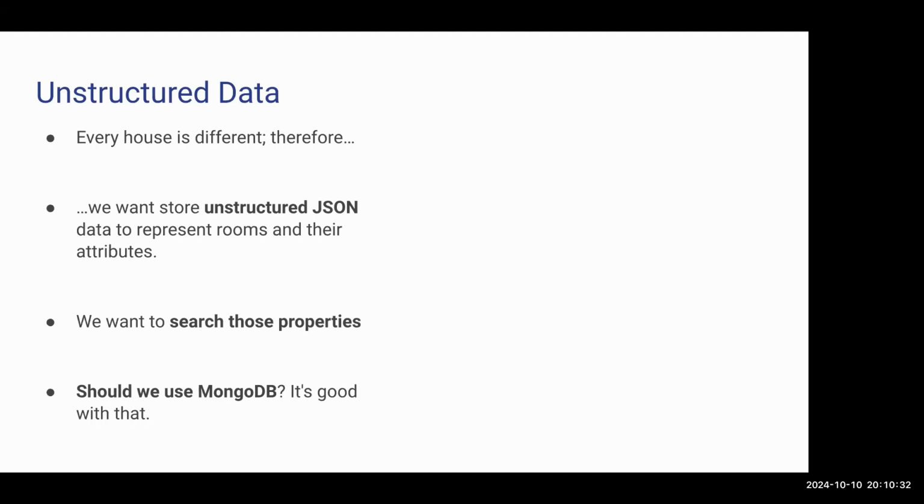And we want to be able to search these properties, so we can have cool filters, or people can find rooms and properties that they like. So should we use Mongo or something similar? Mongo is pretty good with that. Nah, Postgres can do it.